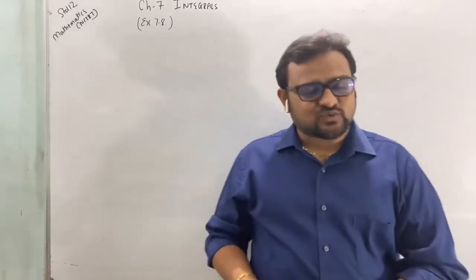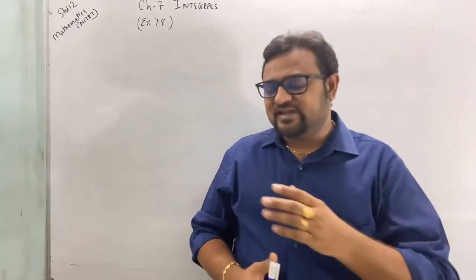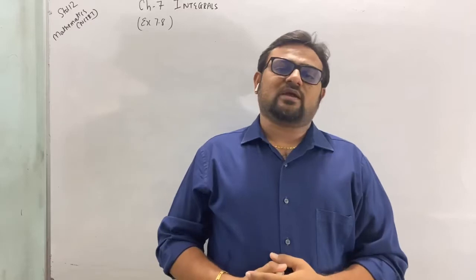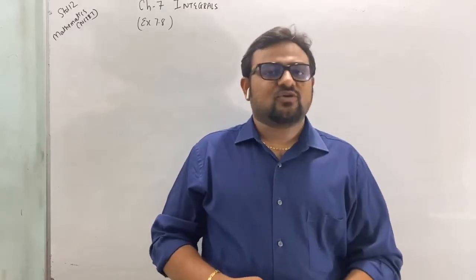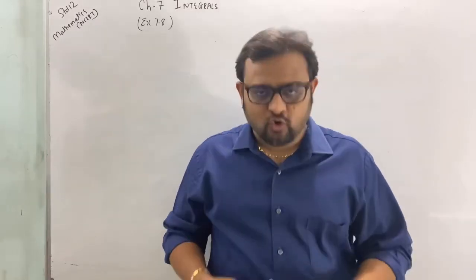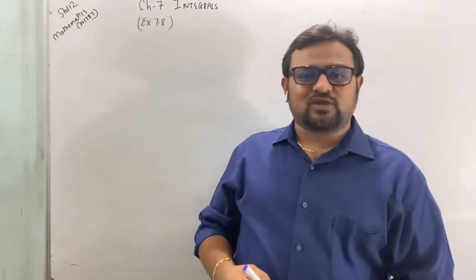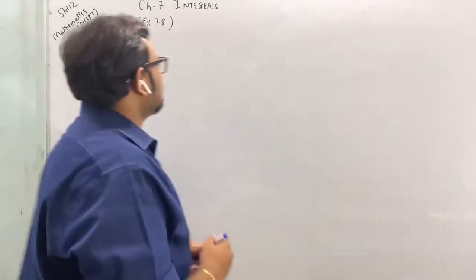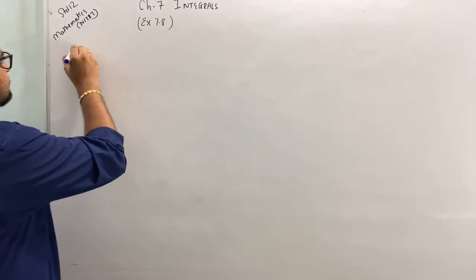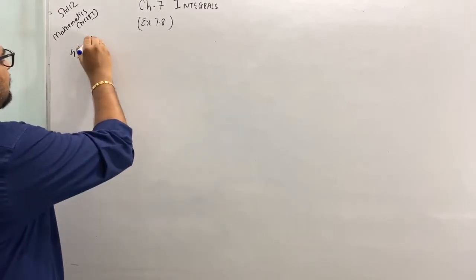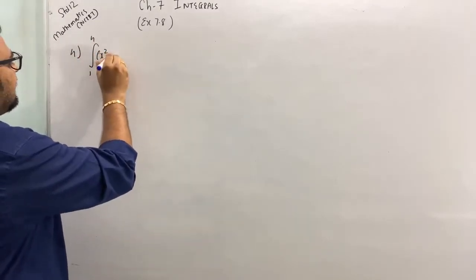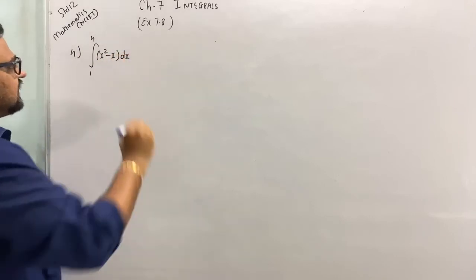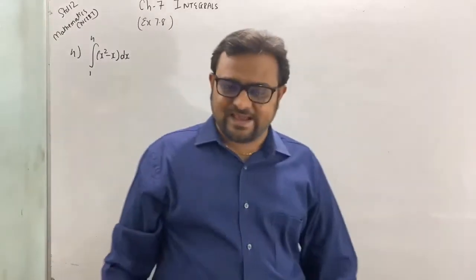7.8. In our last video, we had started with exercise 7.8 and we had completed the first three sums. Now we'll move to the fourth one. So let's start with question number 4. Question 4 is the integration of 1 to 4 of x square minus x dx.